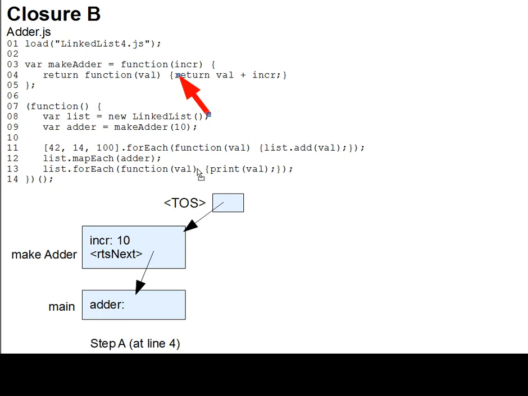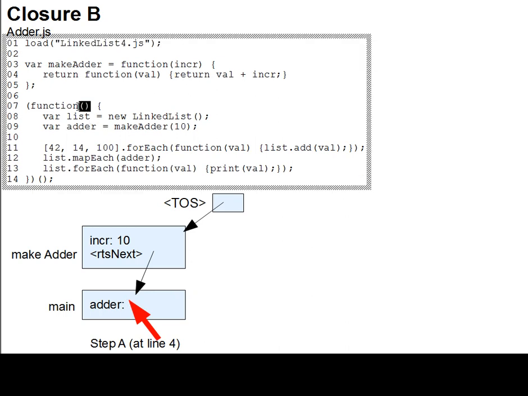We'll show execution contexts with an RTS next pointer, thus pointing to the execution context that called them, and a TOS pointer, top of stack, indicating the current top execution context. So in our situation, the makeAdder function is currently running, and its execution context is at the top of stack, pointing to the execution context for the main function that called it. And let's give it the name main so we can discuss it now.